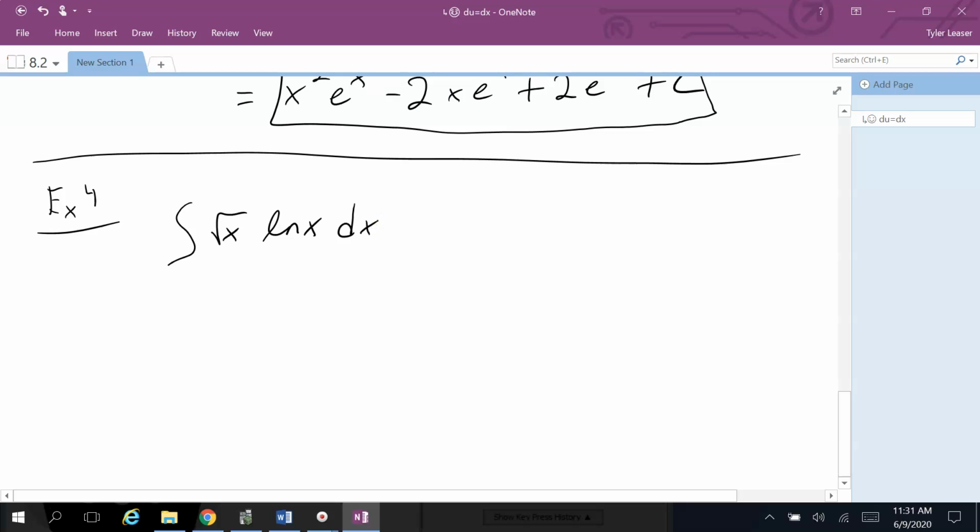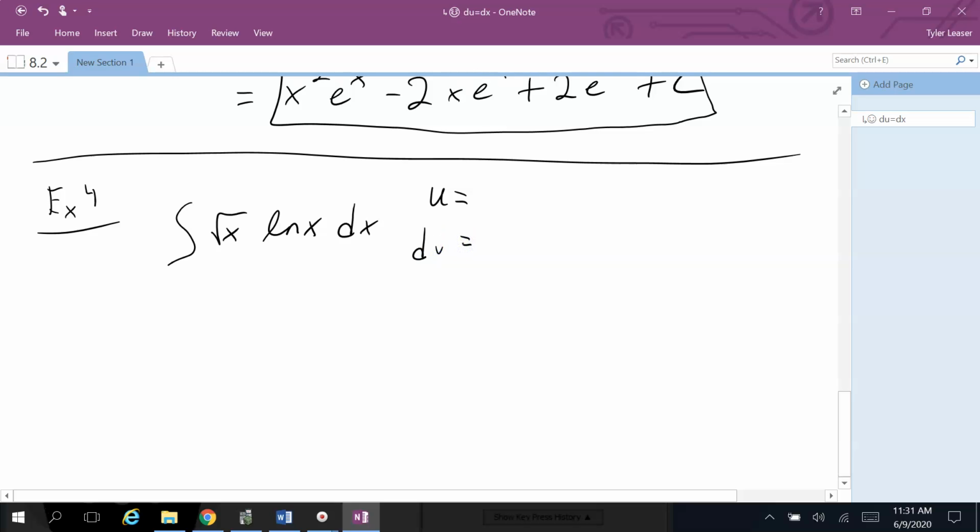Again, our key here for doing integration by parts is 2 things. First off, we have 2 functions that are multiplied together. That's kind of a big indicator to do integration by parts, but also this natural log. Pretty much anytime you have a natural log, you're going to be doing integration by parts. So we need to set up a u, and we need to set up a dv. Now we have to be careful here.